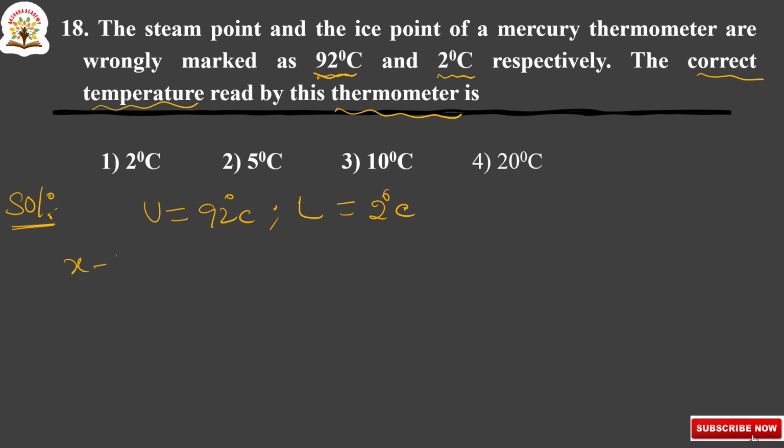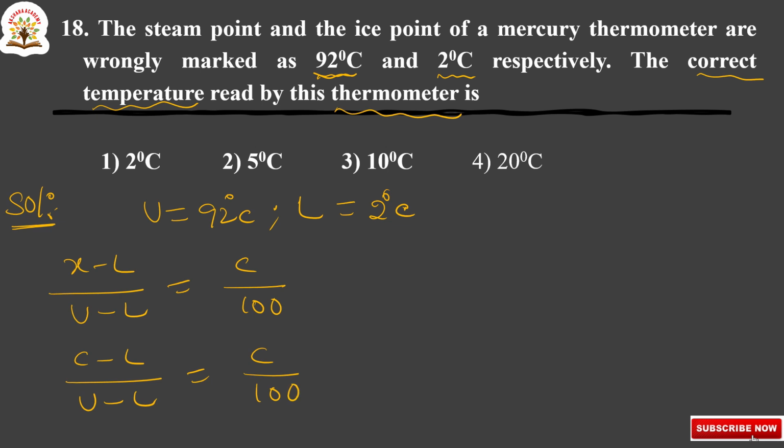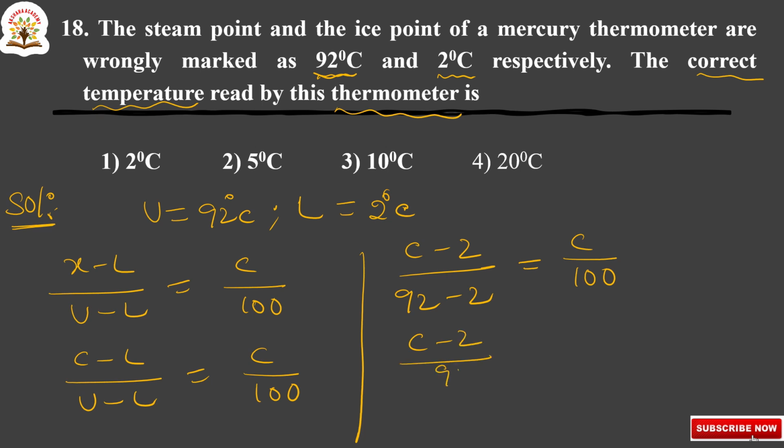X minus L by U minus L is equal to C by 100. Here the correct temperature we have to measure in terms of centigrade. So C minus L by U minus L is equal to C by 100. Substituting L and U values in this, we get C minus 2 by 92 minus 2 is equal to C by 100. C minus 2 by 92 minus 2, 90, is equal to C by 100.